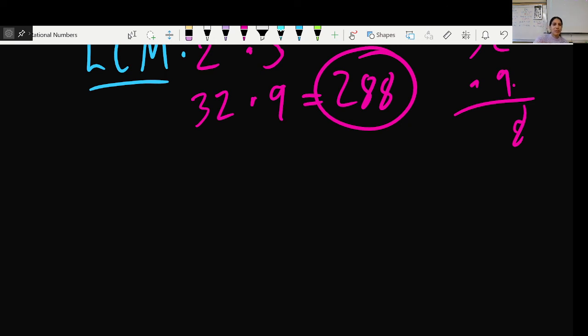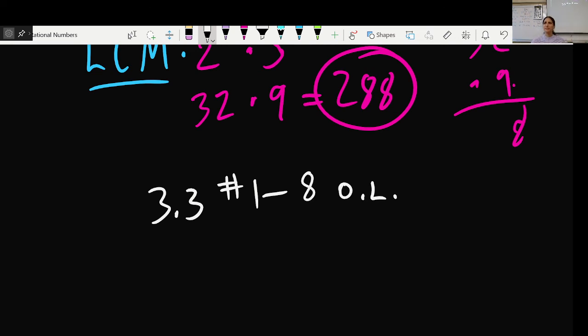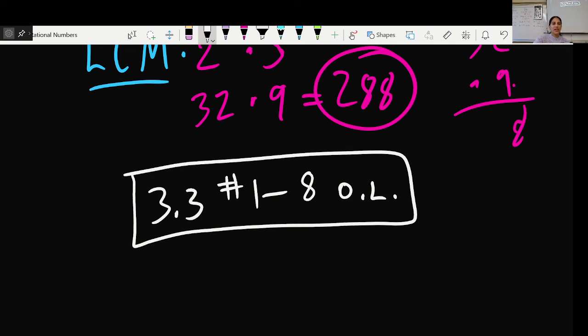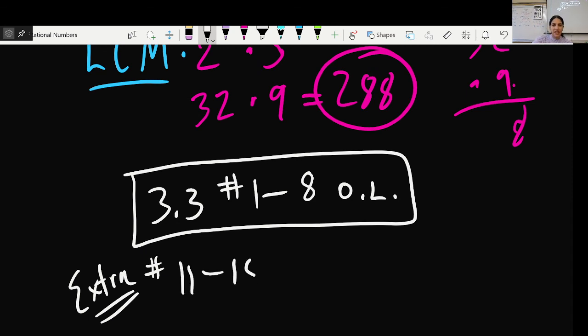Okay, so it's 3.3, which is on page 105. And you can do number 1. We just have 2 questions, 42. 1 to 8, odd letters. Do you know what I mean by that again? A, C, E, etc. So this is what I want everyone to do. And if you're finished and want a challenge, you can do numbers 11 to 18 for a challenge.